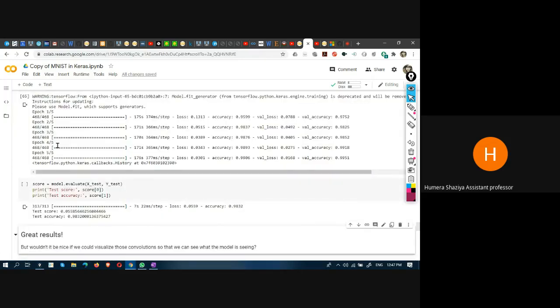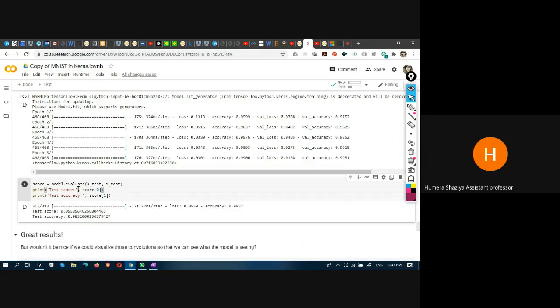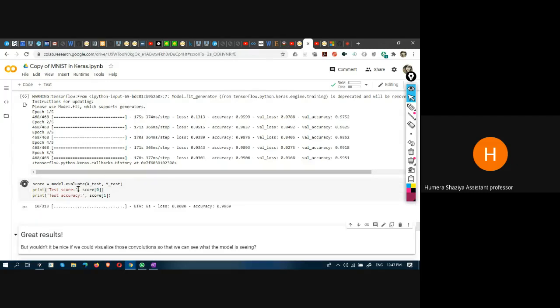Then evaluate. This is testing. Testing accuracy 99.5%. So these are really great results, right? So this is all about the first program execution using FCN, a fully connected network, and using convolutional neural network, CNN.